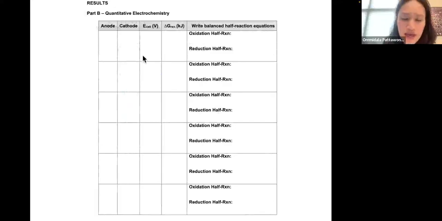For the result in part B, again, you are going to record only the positive cell potential. Okay, so you're going to determine the anode and cathode accordingly, and you're going to calculate for the delta G accordingly as well. Okay, so next I'm going to talk about how to write out the oxidation half reaction and also reduction half reaction as well.